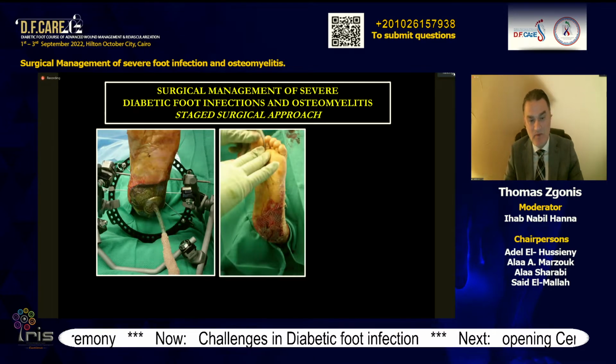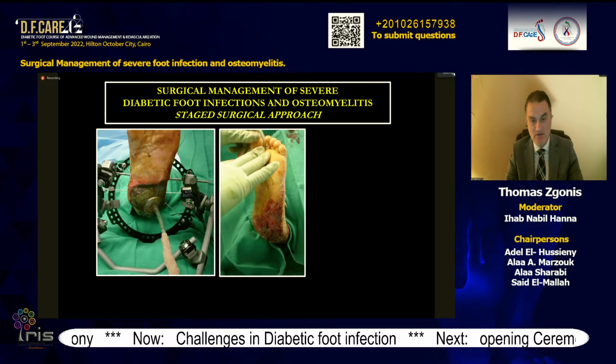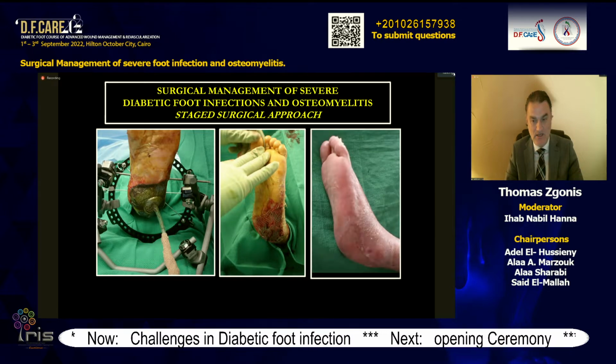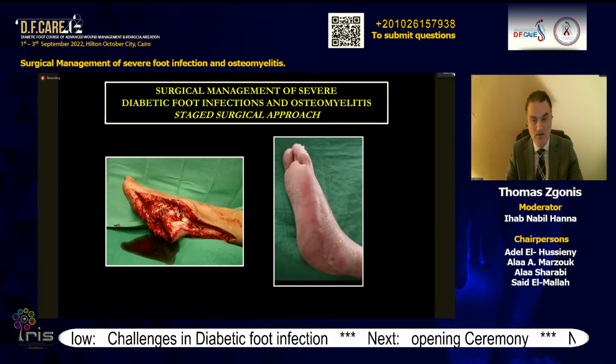Here the patient was brought back for a split-thickness autogenous skin graft due to peripheral vascular disease. No other flap was available. And here's the long-term outcome of the patient with diabetic limb salvage techniques.